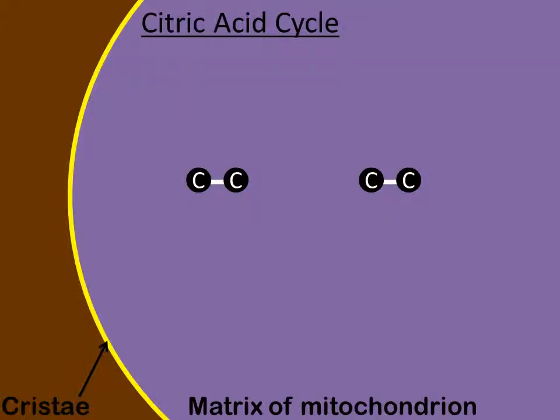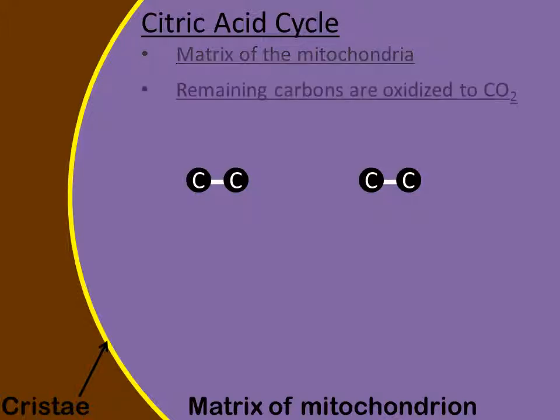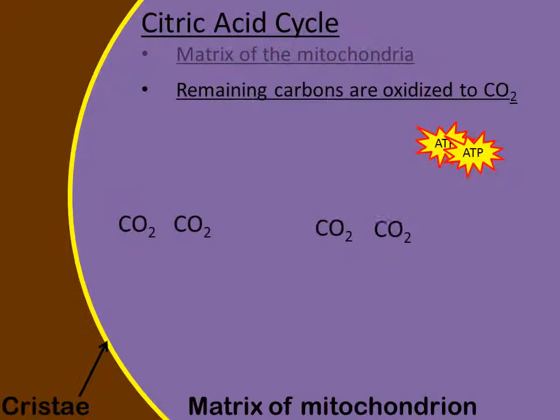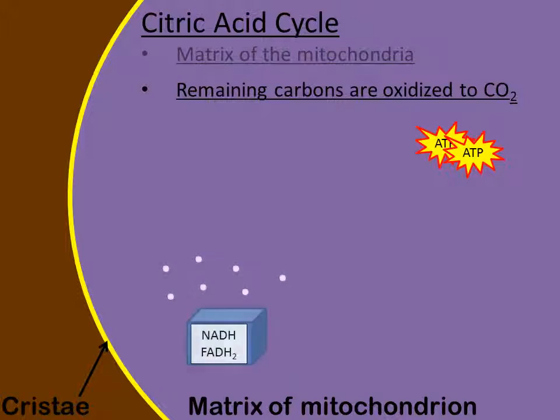Okay, so that third step or phase of cellular respiration is the citric acid cycle. This also occurs in the matrix of the mitochondria. And these remaining carbons are all oxidized to CO2. So think of those original glucose carbons getting finally turned all into CO2, and again through simple diffusion leaving the cell to be respired out. In the process we'll make a couple more ATP.